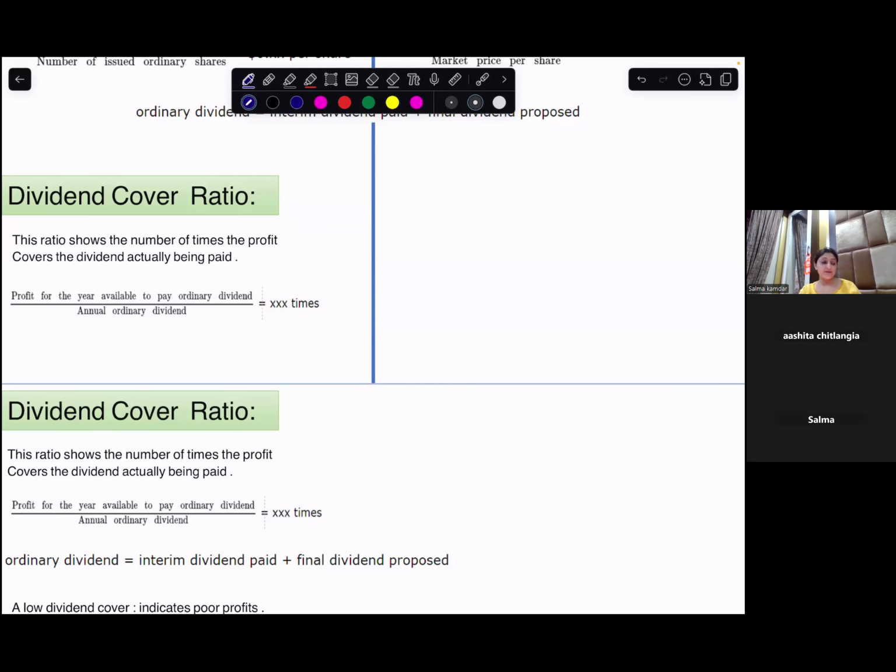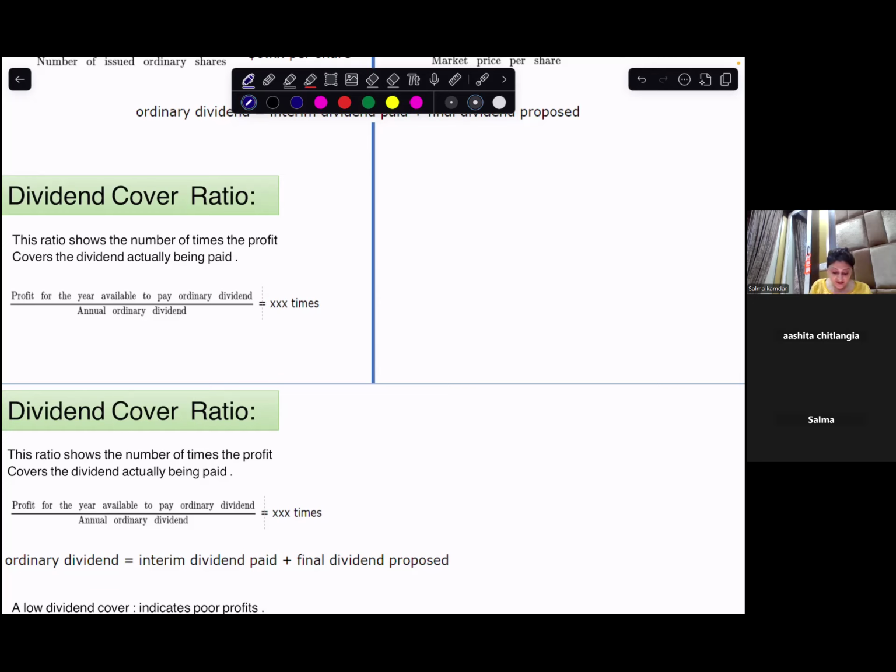When I talk about the interest coverage ratio, it tells us how many times profit can cover interest. When I talk about the dividend cover ratio, what will I say? That it tells how many times the profit can cover the dividend, how many times profit can pay the dividend.